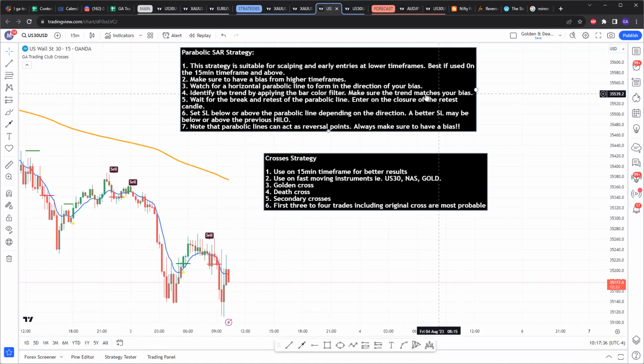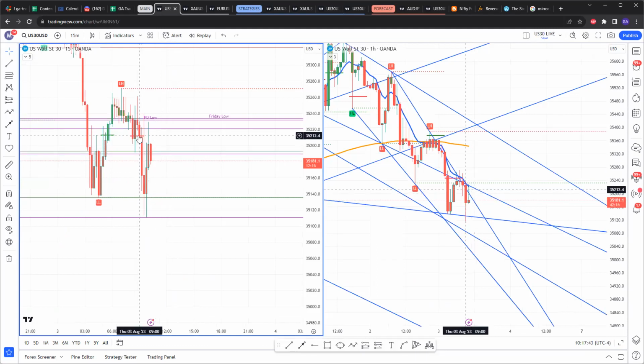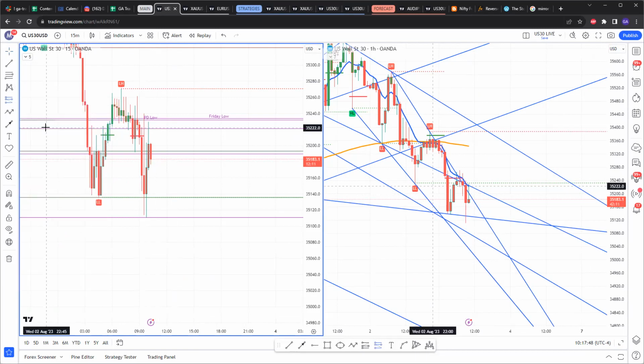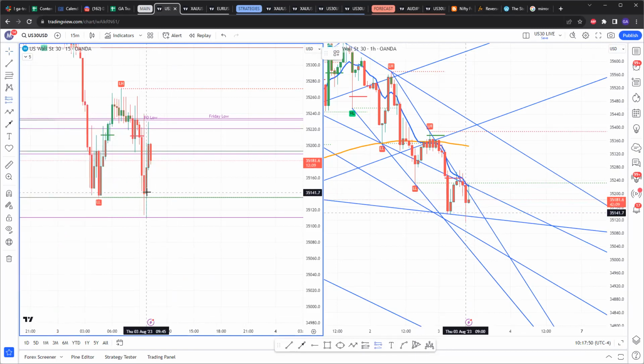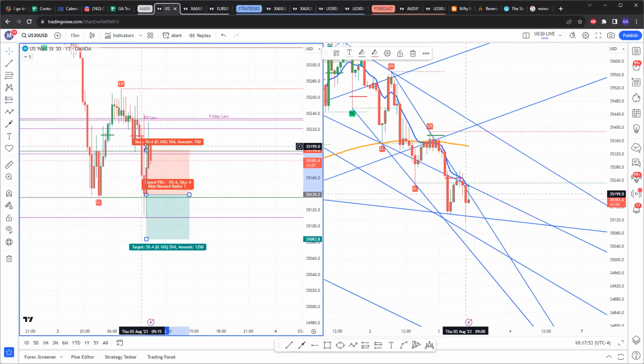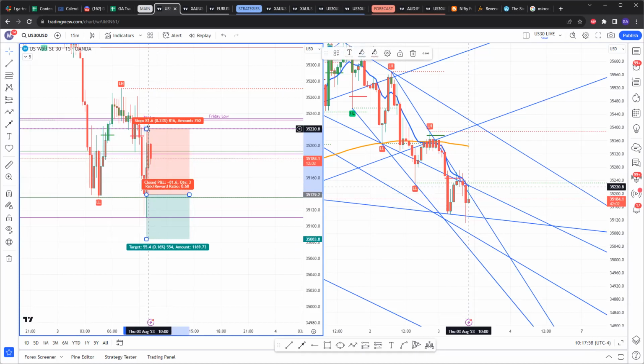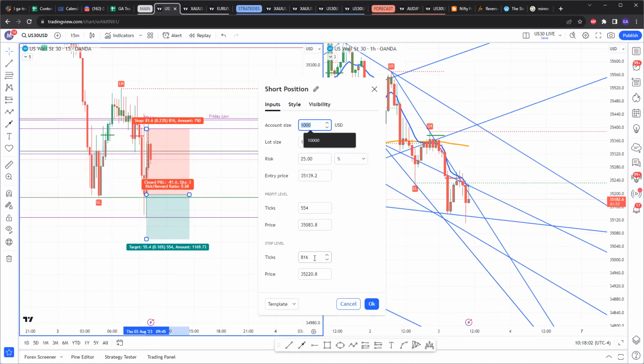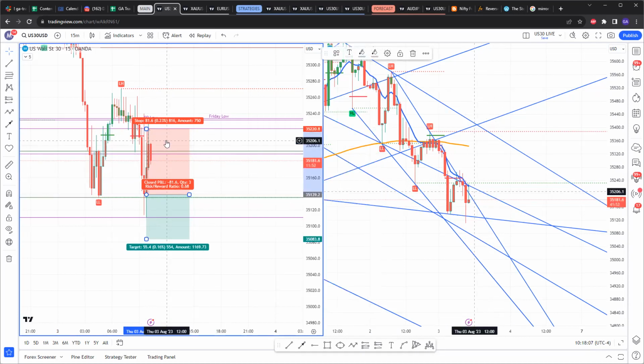Number 3, watch for a horizontal parabolic line to form in the direction of your bias. Here, my bias for US 30 was a sell. If I was trading literally the 15-minute time frame, my entry was going to be here, but I didn't feel like doing it because price was so overextended. Keep in mind, I'm using this one for scalping. To have traded this zone, I needed an 80 pip or 100 pip stop loss. That is not a scalp. That is a heavy move, more of an intraday move than a scalp.